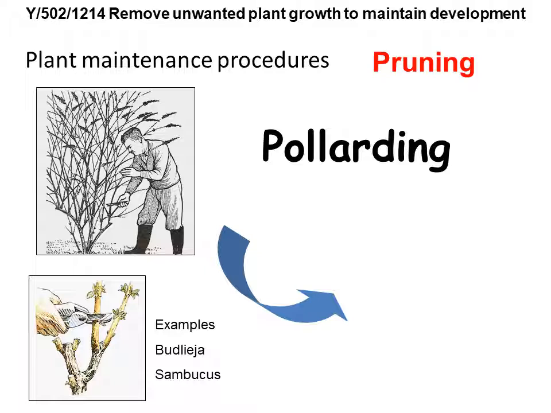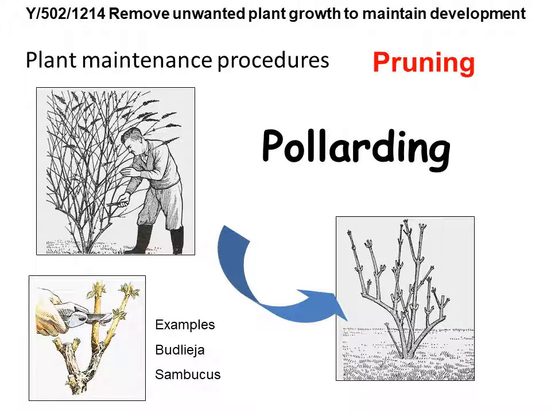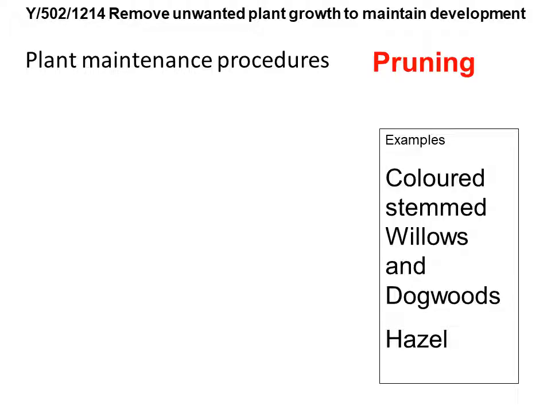On buddleia in particular, it only flowers on this year's growth. So when it puts on a good metres of growth, by the end of the season, that new growth will be covered in flowers. So it encourages lots and lots more flowers. You can do it with buddleia and sambucus and plants like that. Pollarding is cutting really hard back, but still leaving quite a bit above the ground.